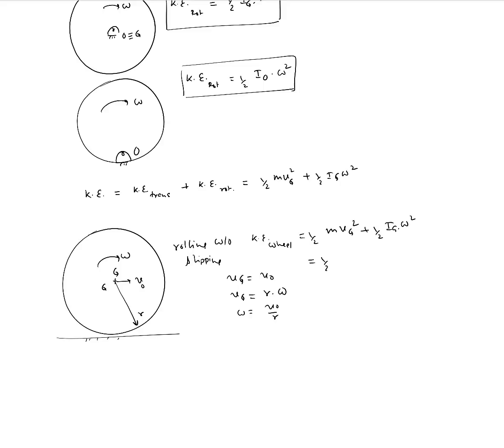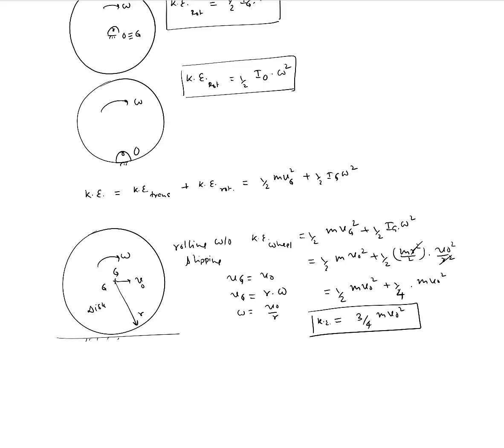So the kinetic energy would be 1/2 m V0 squared plus 1/2 Ig. We will model it as a disk, so that would be m r squared over 2, times omega squared, which is V0 squared over r squared. So r squared cancels. So we get 1/2 m V0 squared plus 1/2 times 1/2, so this becomes actually 1 over 4 m V0 squared. So this would be 3 over 4 m V0 squared. And that's the kinetic energy of a disk or a wheel that's rolling without slipping, right?